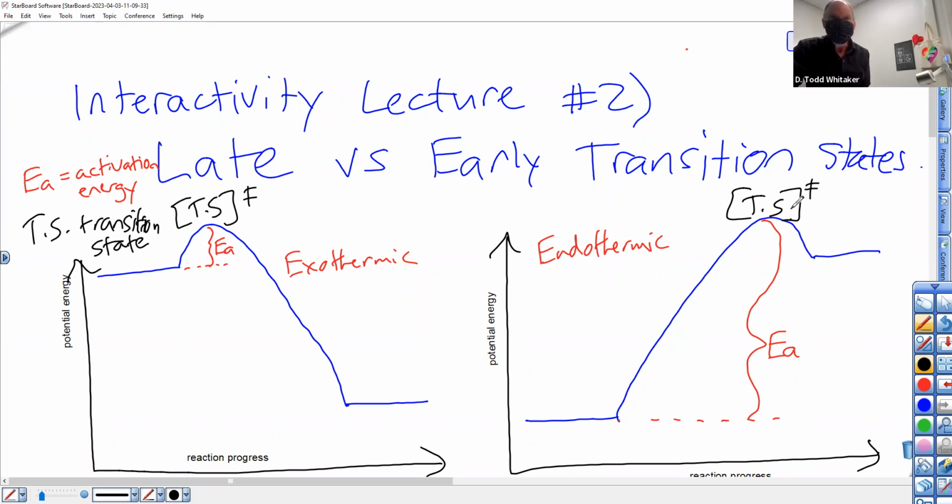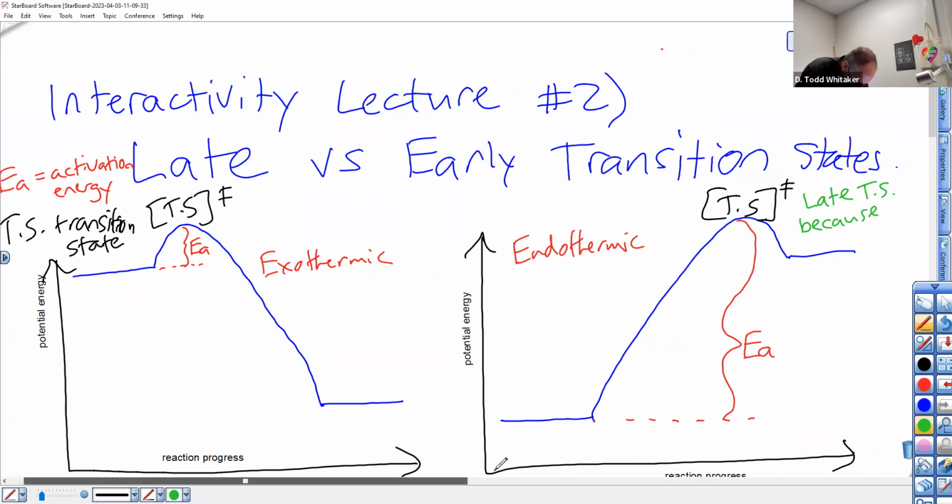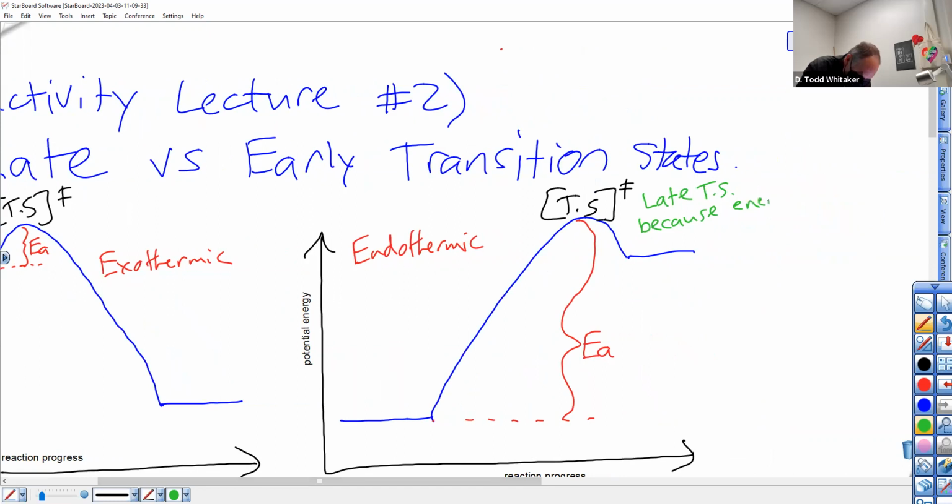We call it late. Late transition state, late TS, because energy of TS is closer to energy of product.